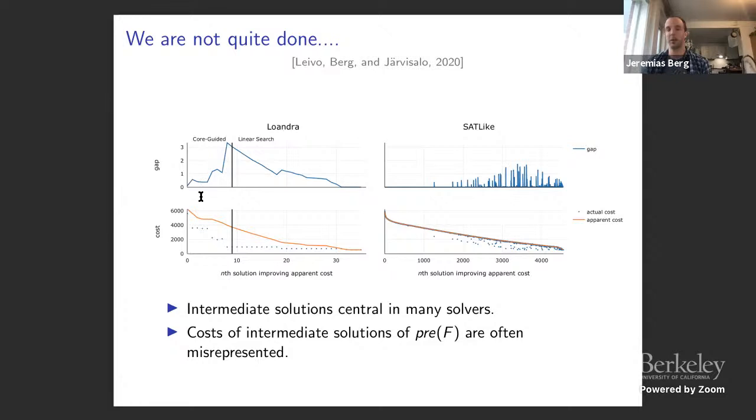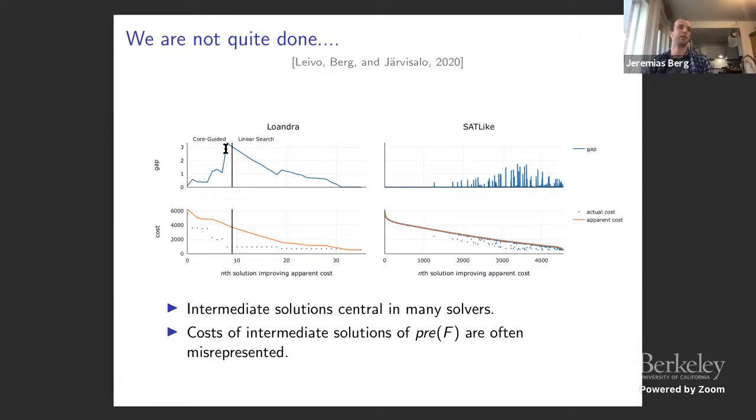So to say that in another way, what we did was that we took every solution found by a solver, and then we ran the reconstruction algorithm on that solution. And then we compared the cost of the reconstructed solution with the original solution. We see that there's actually quite a big disparity. The cost of the solution to the preprocessed instance can sometimes be believed to be 3 times higher than it actually is.